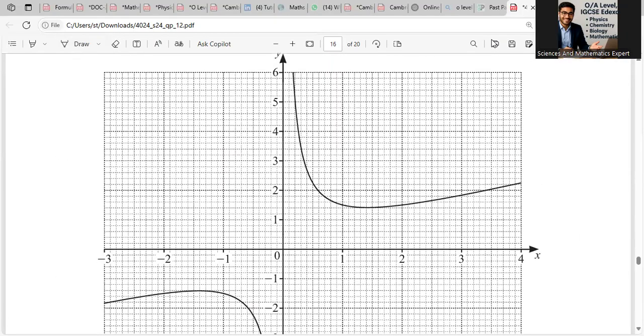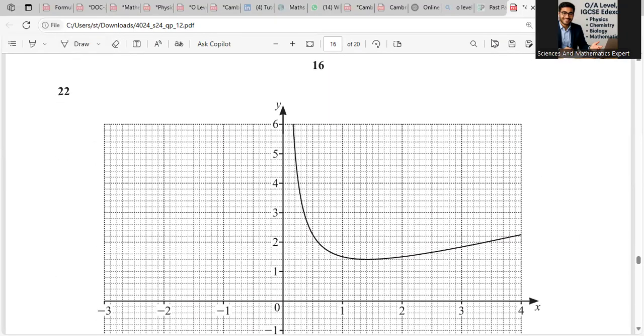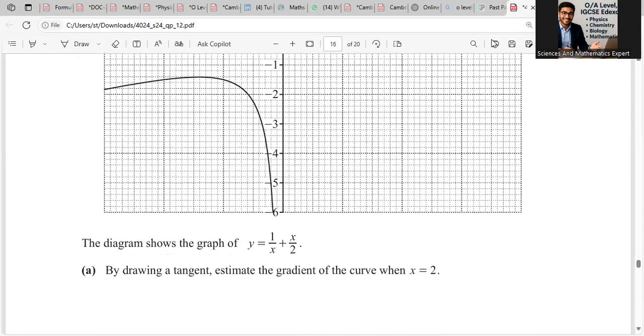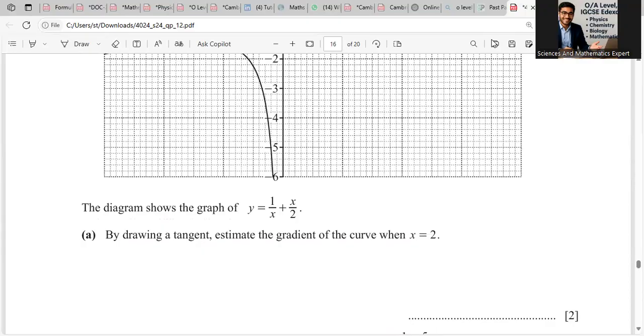Okay, let's move to question number 22. Here he is saying that the graph is being drawn over there, and he is saying to draw some. Okay, the diagram shows the graph of 1 over x plus x by 2. By drawing the tangent, estimate the gradient of the curve at x equal to 2 over there.